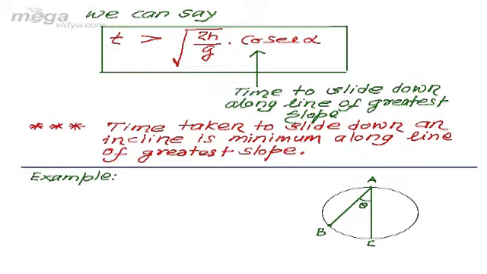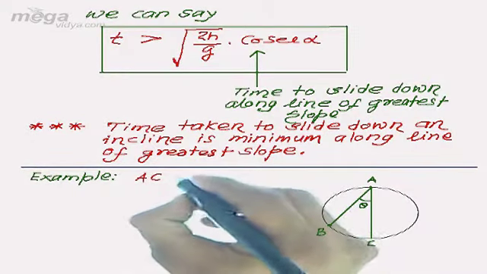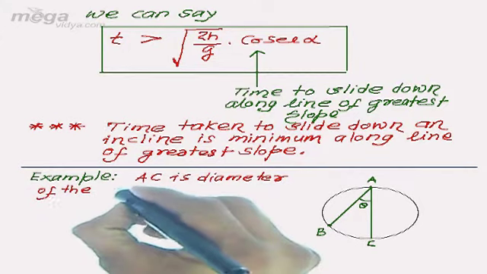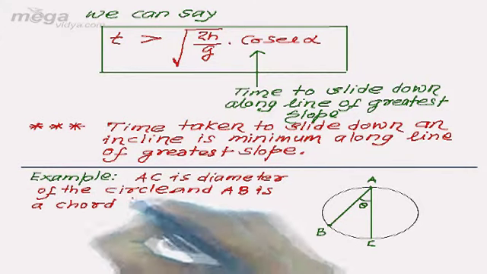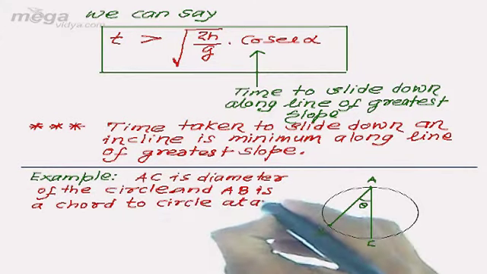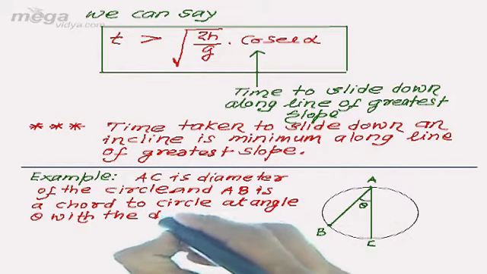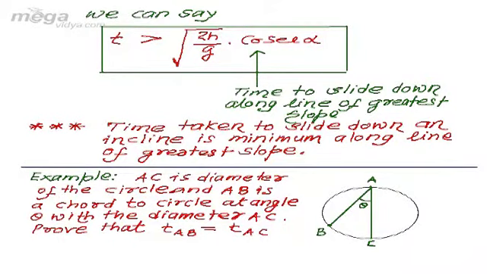What we have been provided is that AC is the diameter of the circle, and AB is a chord of the circle at angle theta with the diameter AC. We have to prove that the time taken to slide from A to B is the same as the time taken to slide from A to C along the diameter.